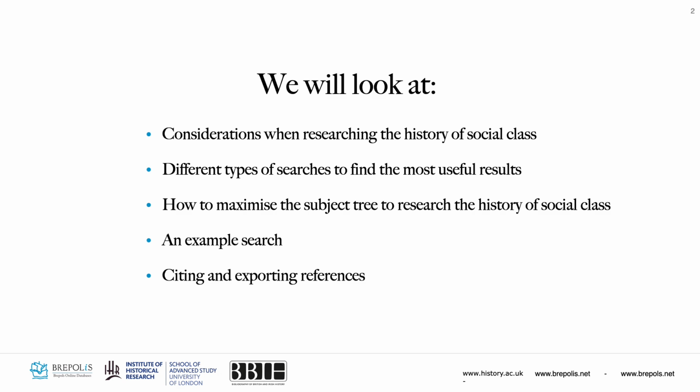We'll begin by looking at some important considerations before researching the history of social class and how to navigate those challenges within the BBIH. We'll then walk through different types of search to demonstrate how to use the search functions to generate the most useful results. Next, we'll look at BBIH's unique subject tree and the branches which pertain to social class. We'll look at an example together and go through how to locate and access relevant publications and saving them to a reference manager.